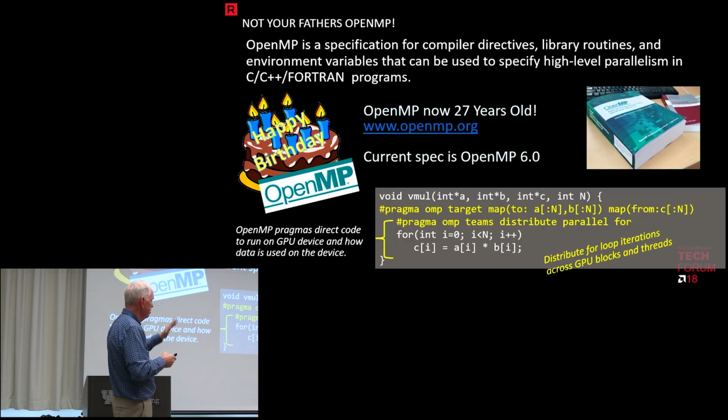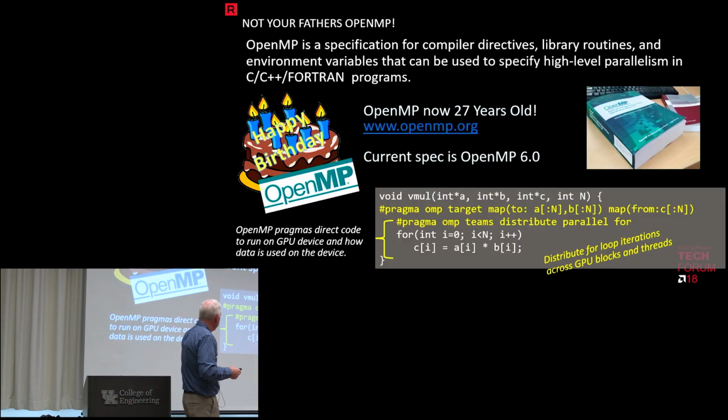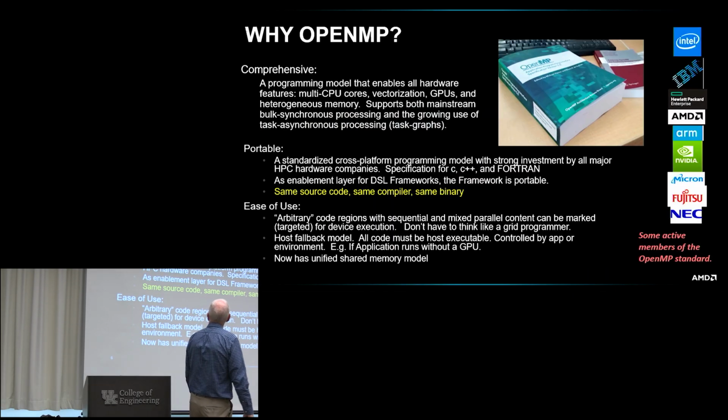Okay, so this is an example. The code in white down here is traditional code for doing a vector multiply. Then you annotate the code with some pragmas to say that these iterations can be run in parallel.